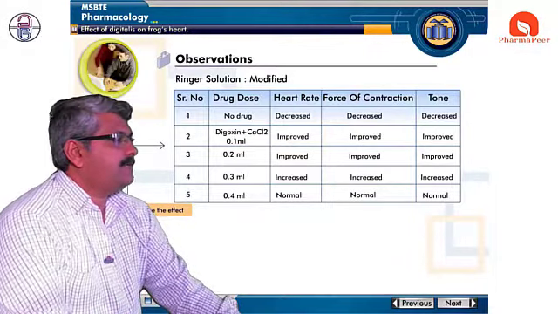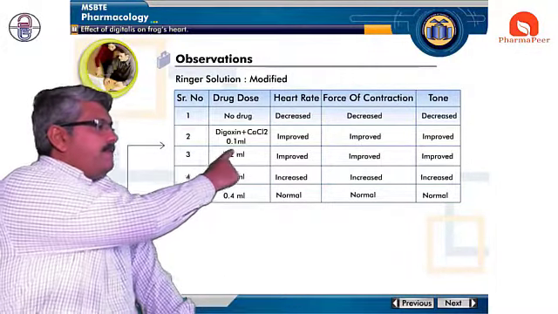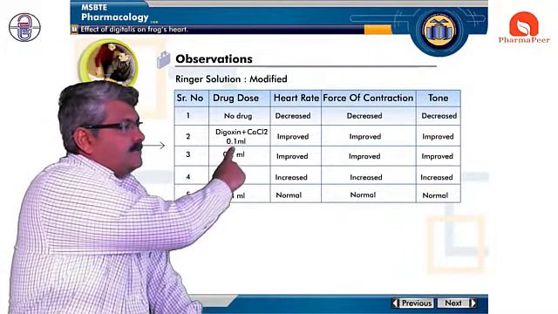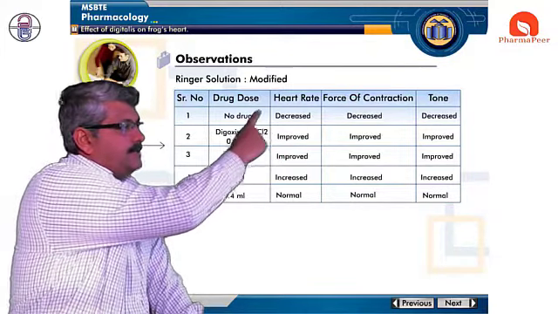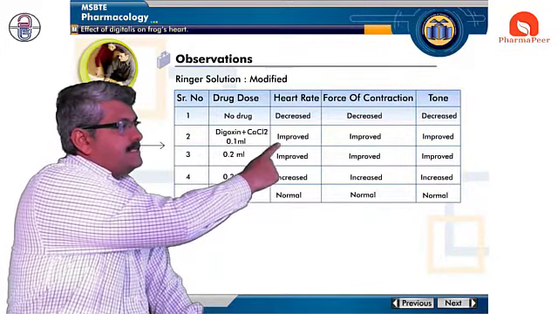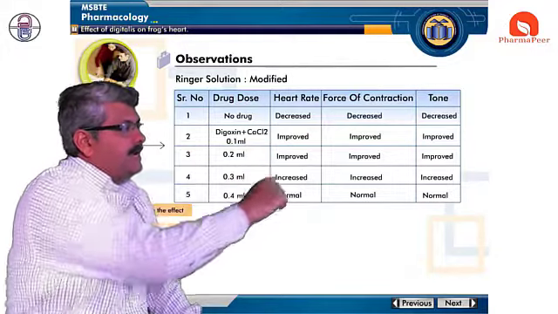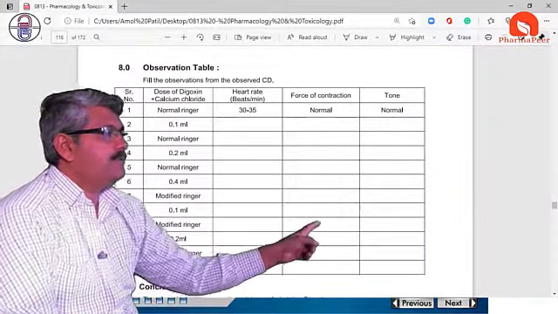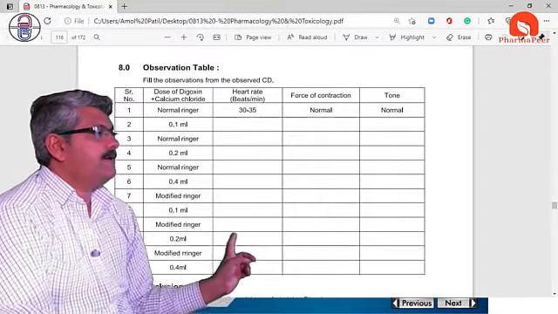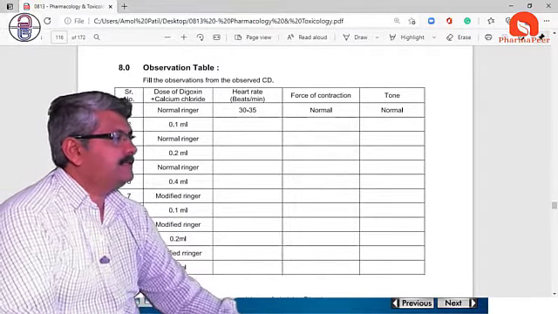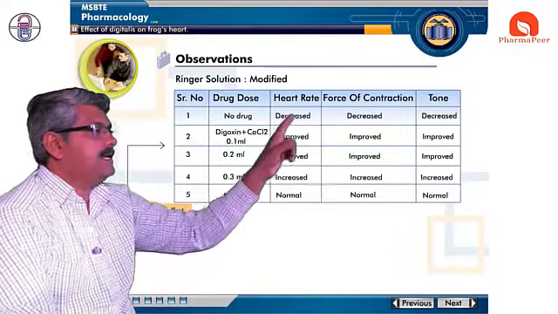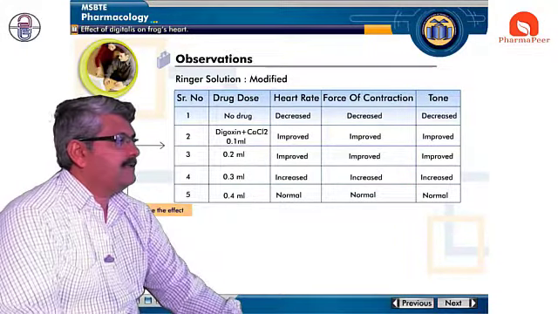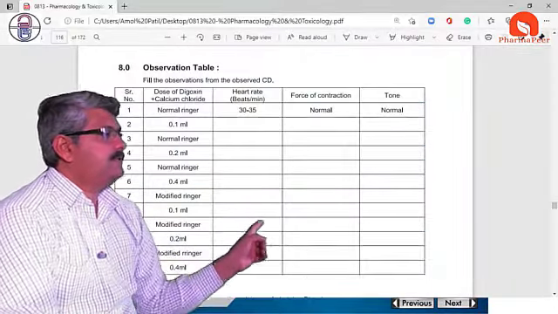After that, we gave a combination of 0.1 ml of digitalis and calcium chloride. What we had seen, comparable to the first one, is improved. So likewise, here we have to write improve. Again with modified Ringer solution, same point: decrease in heart rate. Right. So we have to give it.